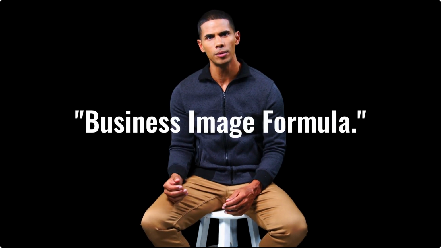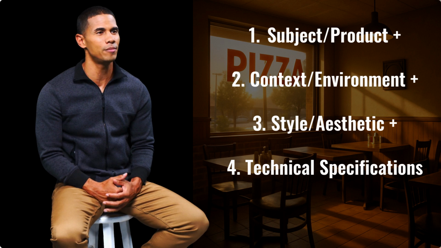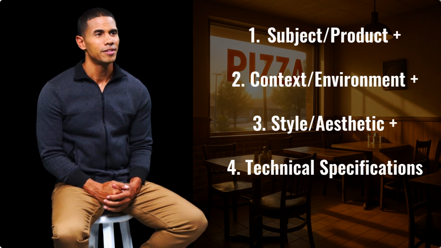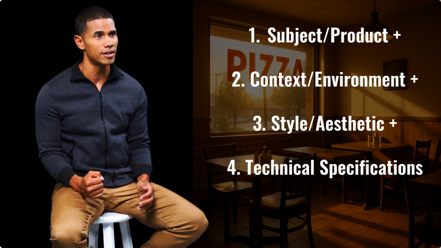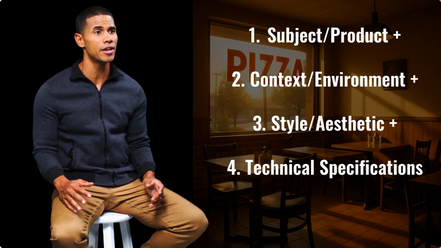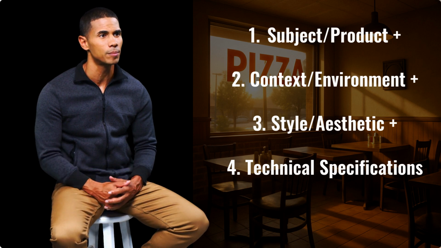The secret is what I call the business image formula. The first is the subject or the product. Next is the context or the environment. The third is the style or aesthetic. And last, the technical specifications. Let's look at some real examples.